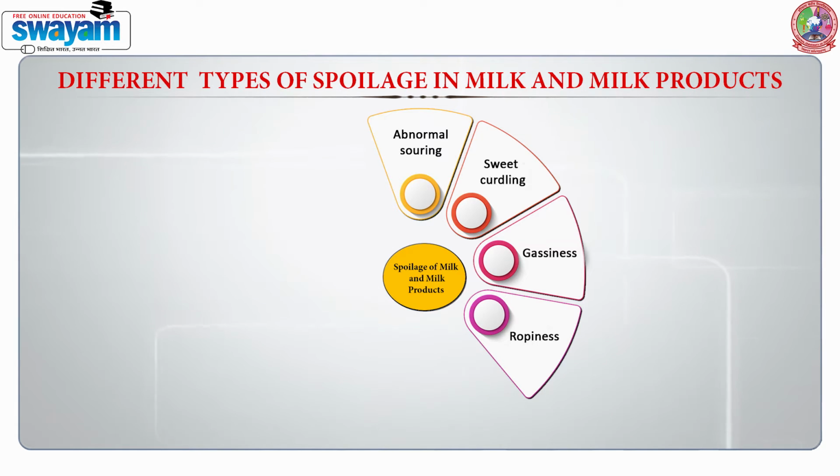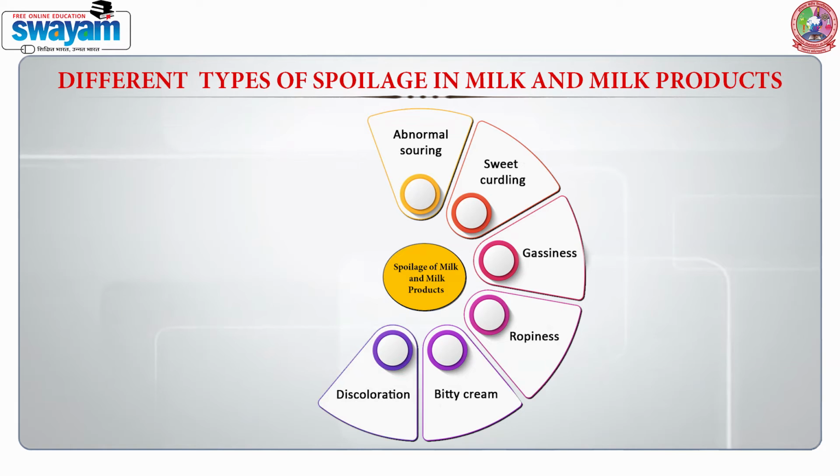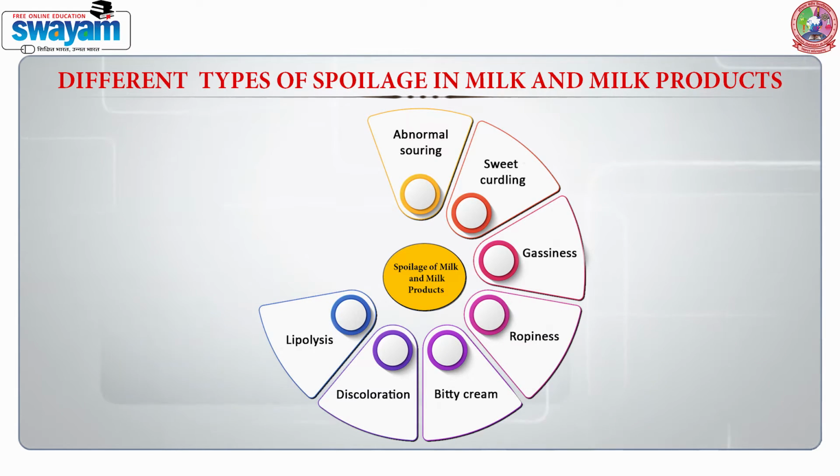Then we have a most common defect which indicates the effect of spores on the milk. This is known as the bitty cream. Discoloration is another defect which is due to the growth of various types of mold species and is associated with various types of colors due to the growth of various mold species and their spores. Then we have lipolysis, which is due to the action of enzyme lipase on milk and milk products. It often leads to a defect which is known as rancidity or rancid flavors.